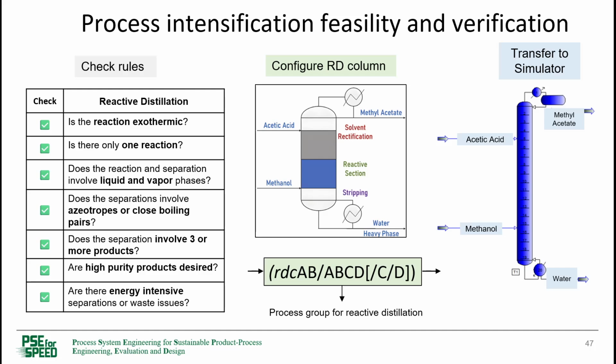First, check the rules, then configure the RD system. If all the answers to the 7 questions are yes, then transfer the data to the process simulator and finally perform and verify the RD operation. See slides 48 to 52 for more details on the solution steps for the methyl acetate example.